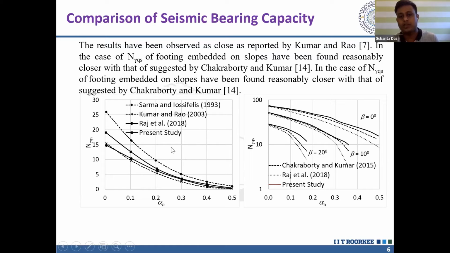An extensive comparison has been shown of the bearing capacity factor corresponding to seismic factors. Here alpha_h is the seismic factor, and the present results show quite good agreement with all the past studies. The right side figure shows that previous researchers have done several numerical analyses, and the comparison shows good agreement with past literature under seismic conditions.